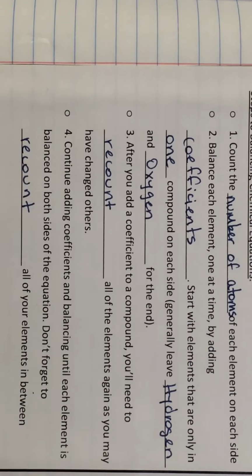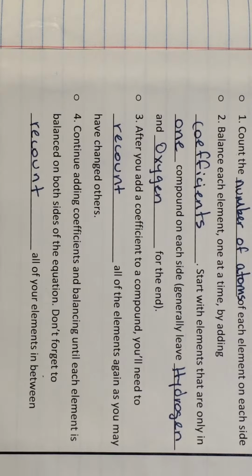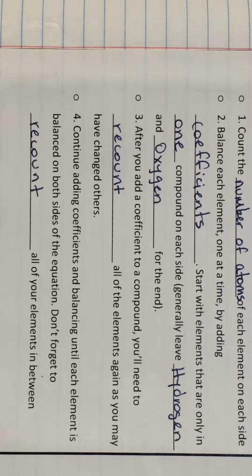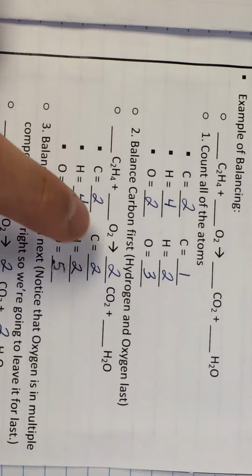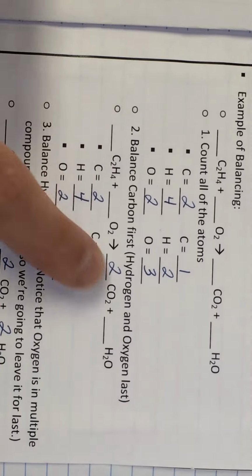Back to the right, the third step is that after we add a coefficient to a compound, we need to recount all of the elements again, as we might have changed numbers of other elements. So back on the left, now that we've added this 2, we need to recalculate how many atoms of hydrogen. 4 on the left and 2 on the right.